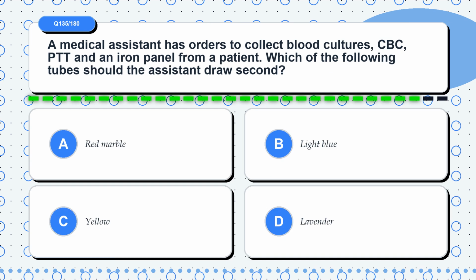Question 35. A medical assistant has orders to collect blood cultures, CBC, PTT, and an ion panel from a patient. Which of the following tubes should the assistant draw second? Here are the options. Option A, red marble. Option B, light blue. Option C, yellow. Option D, lavender.